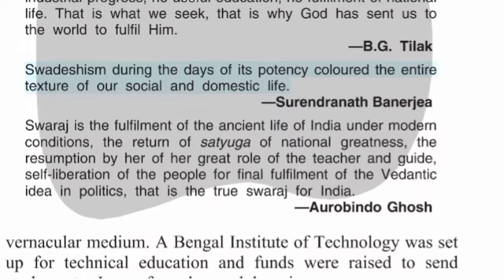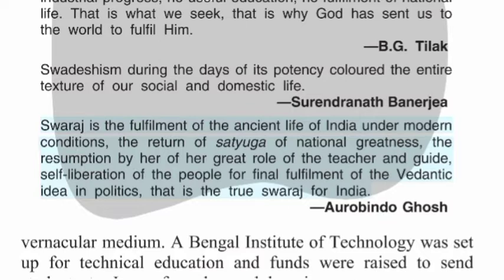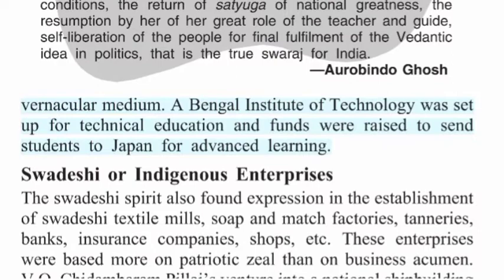Swaraj is the fulfillment of the ancient life of India under modern conditions, the return of Satyuga of national greatness, the resumption by her of her great role of the teacher and guide, self-liberation of the people for final fulfillment of the Vedantic idea in politics, that is the true Swaraj for India. Aurobindo Ghosh. Vernacular medium. A Bengal Institute of Technology was set up for technical education and funds were raised to send students to Japan for advanced learning.